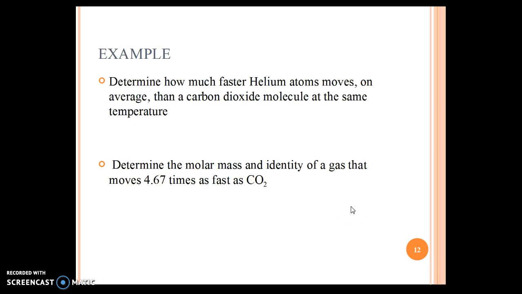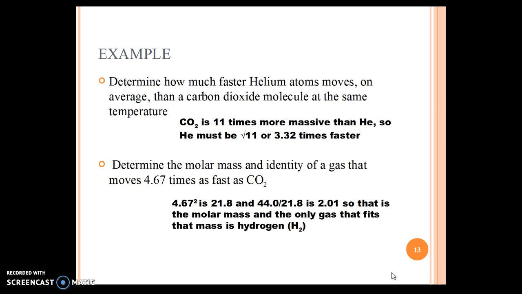So, you can determine how much faster helium atoms at a molar mass of 4 move than carbon dioxide molecules at the same temperature. And carbon dioxide, of course, has a molar mass of 44. And then you can determine the molar mass and identity of a gas that moves 4.67 times as fast as carbon dioxide. Go ahead and turn off the video and solve the problem and then look at the answer.